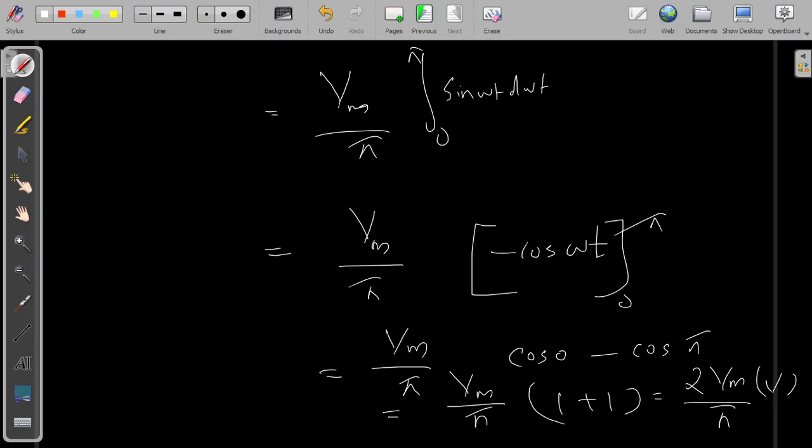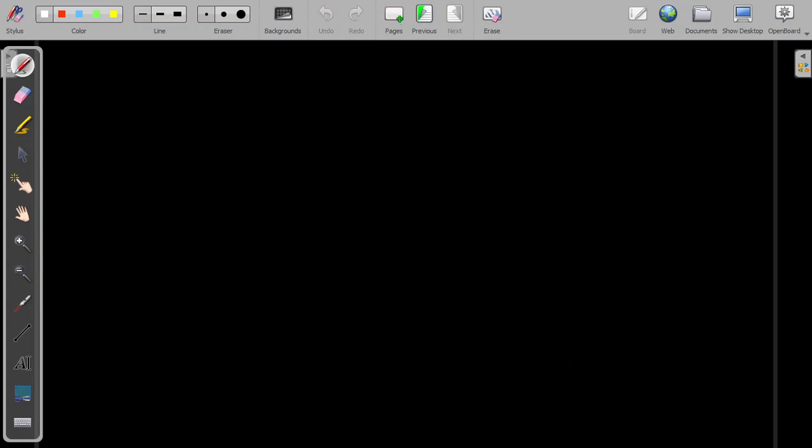So this is our average value of the waveform. And similarly, we can prove the average value of an alternating waveform is 0.